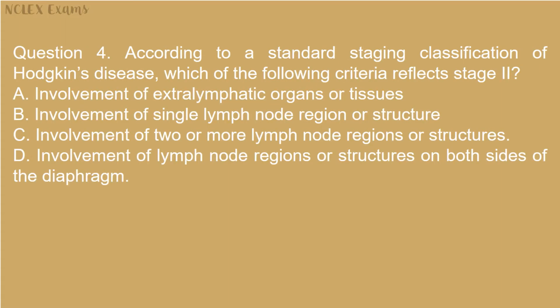Question 4. According to a standard staging classification of Hodgkin's disease, which of the following criteria reflects stage 2? A. Involvement of extralymphatic organs or tissues. B. Involvement of single lymph node region or structure. C. Involvement of 2 or more lymph node regions or structures. D. Involvement of lymph node regions or structures on both sides of the diaphragm.